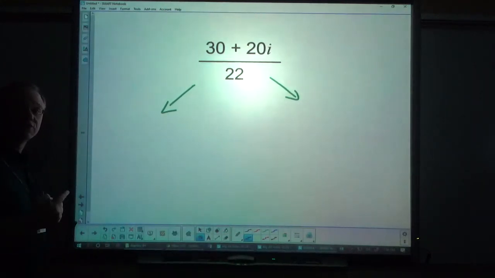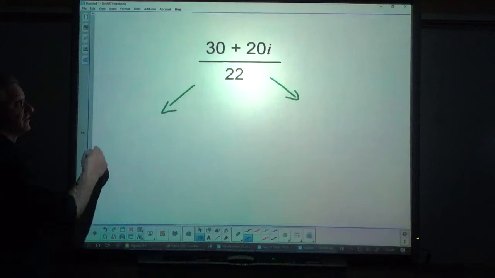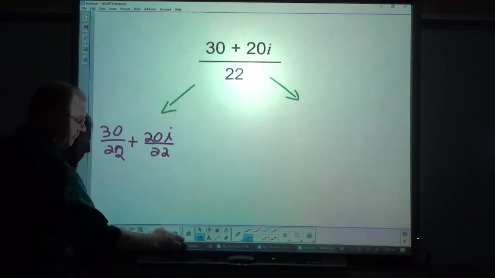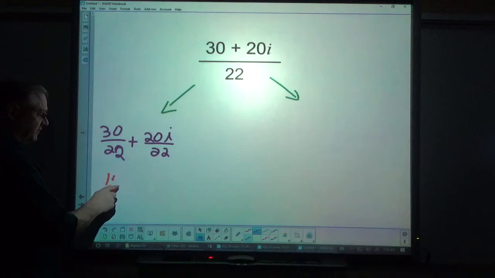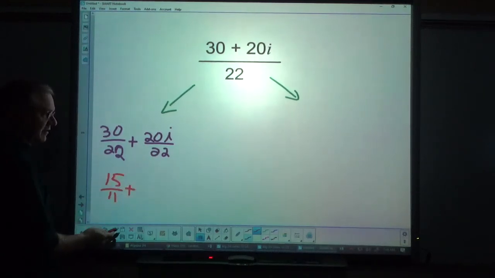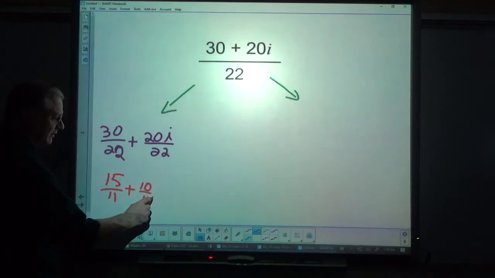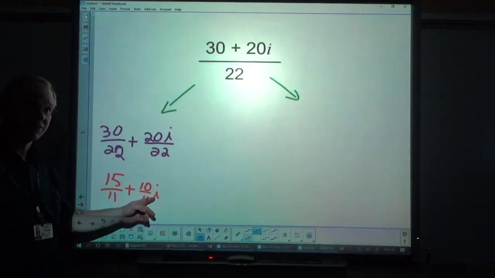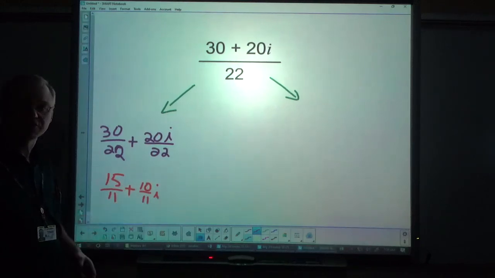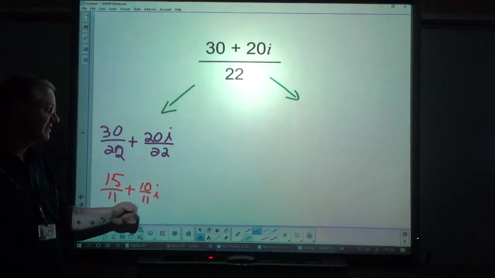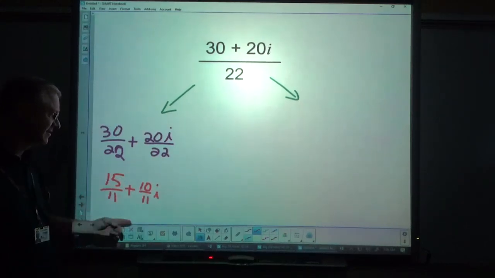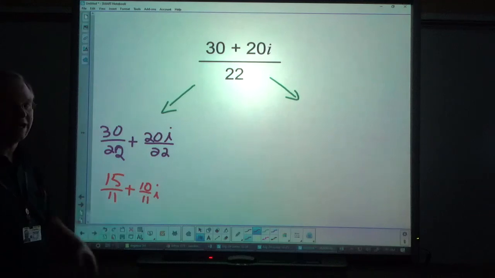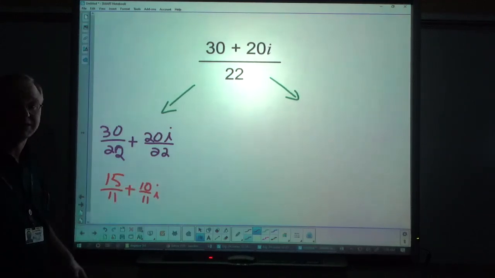One way is to rewrite this so that it's separate fractions. 30 over 22 plus 20i over 22. These reduce to 15 over 11, and this can be written as 10 over 11 with the i to the side, because if I multiply a single term times a fraction, you just put that single term over 1 and multiply, so that'd be the same as 10i over 11. And this is the way the book likes to write the answer. 15 elevenths plus 10 elevenths i. That way it's still in a plus bi form.